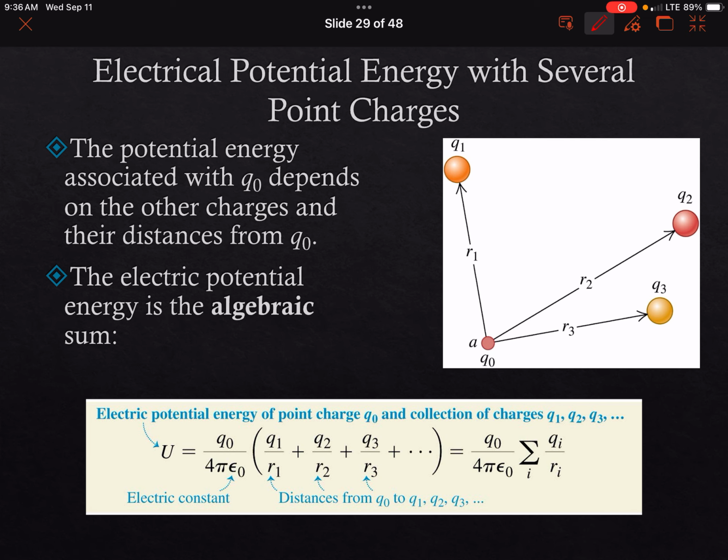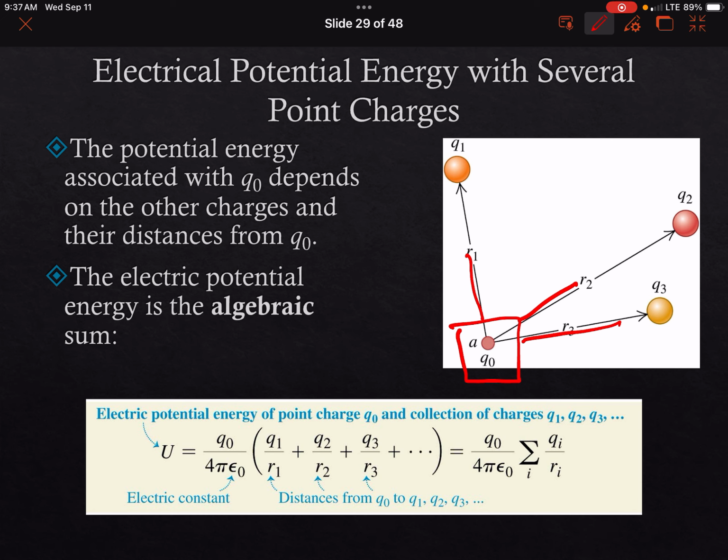So the electrical potential energy we defined between 2-point charges. What about if there were several point charges? The way that you would find the total potential energy of this system is you would simply add up the potential energy between your particle that you are interested in and all of the other ones in the system, okay? So the potential energy associated with that particle Q naught that you want to know is going to depend on the distances between it and the other charges.